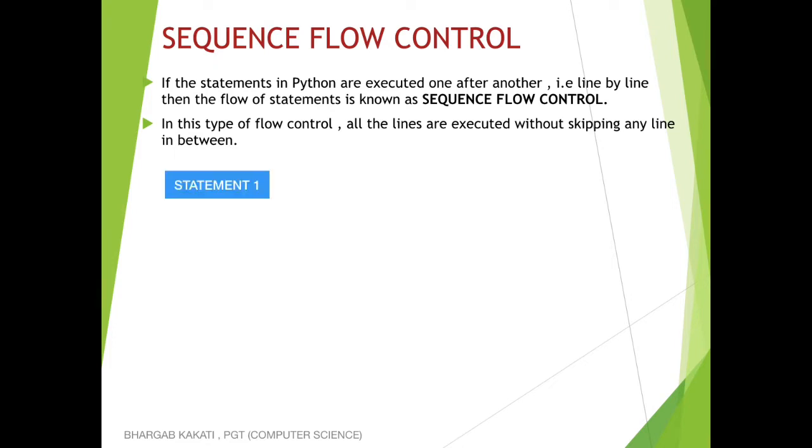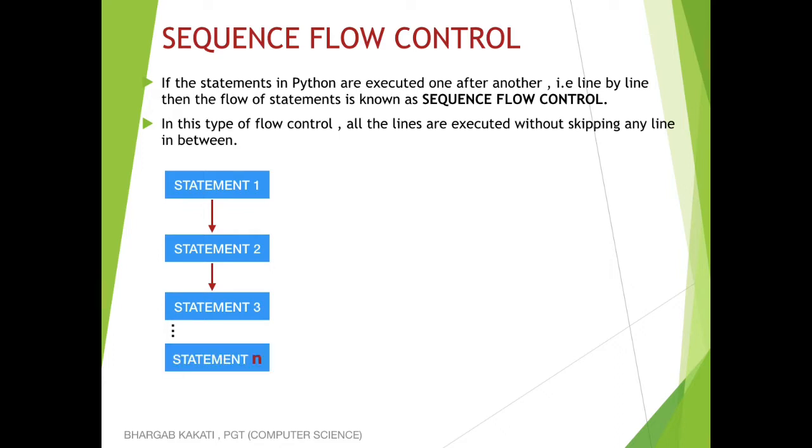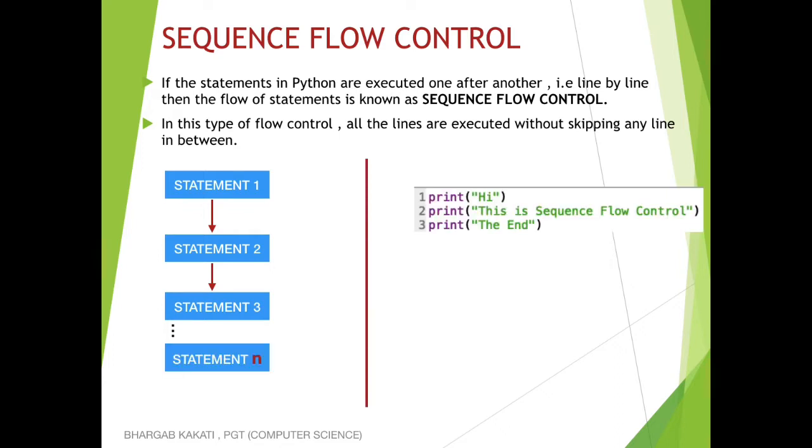Let's try to understand with the help of this diagram. Statement 1 will be executed, then statement 2, then statement 3, and then all the statements one after another. For example, here we have 3 lines: hi, this is sequence flow control, and print the end. Here you can see that at first the first line will be executed, then the second line, and then the third line will be executed. So if we run this program, what will we get?